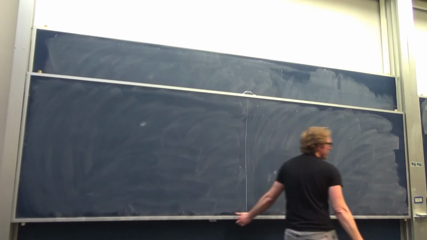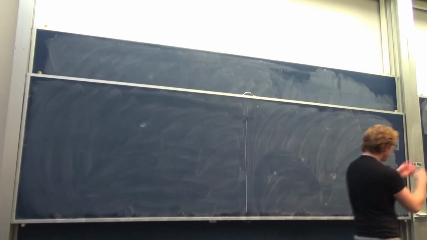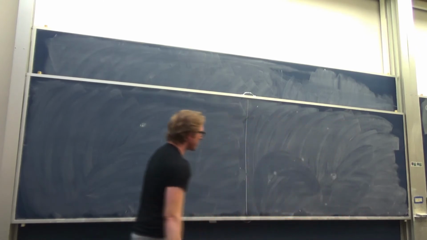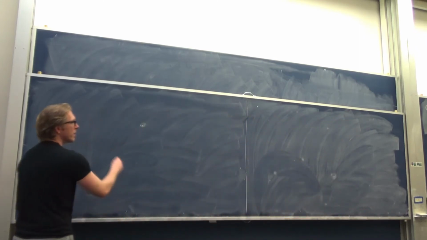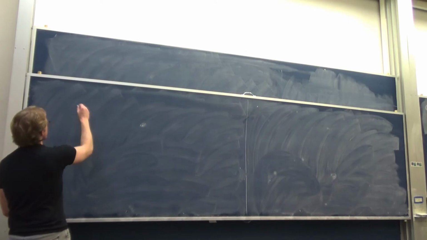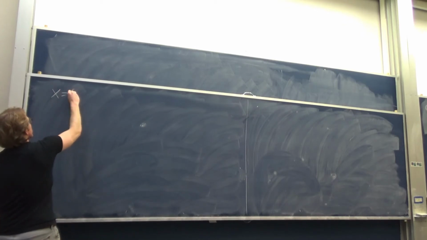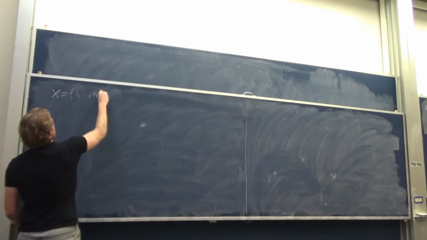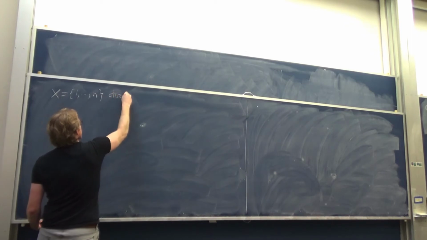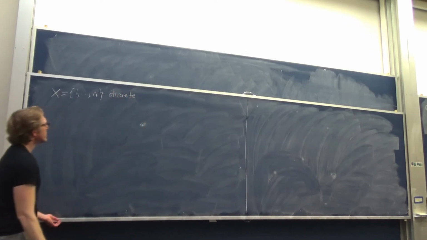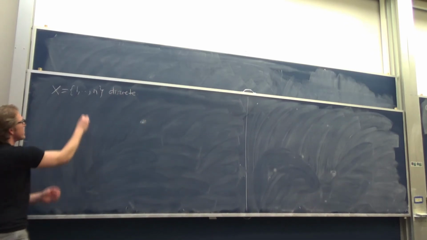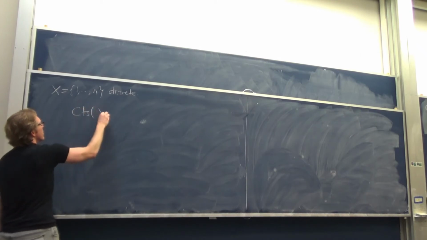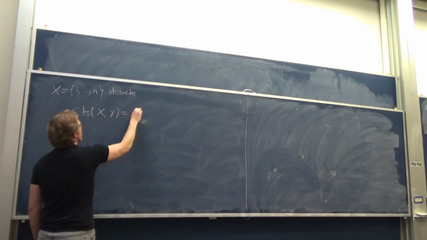Okay, so let's take an easy case for this. We have this topological space now, but let's take a very simple case and see if we can understand it some different way. So just take X to be a finite discrete space. All right, so what does C(X,Y) look like?